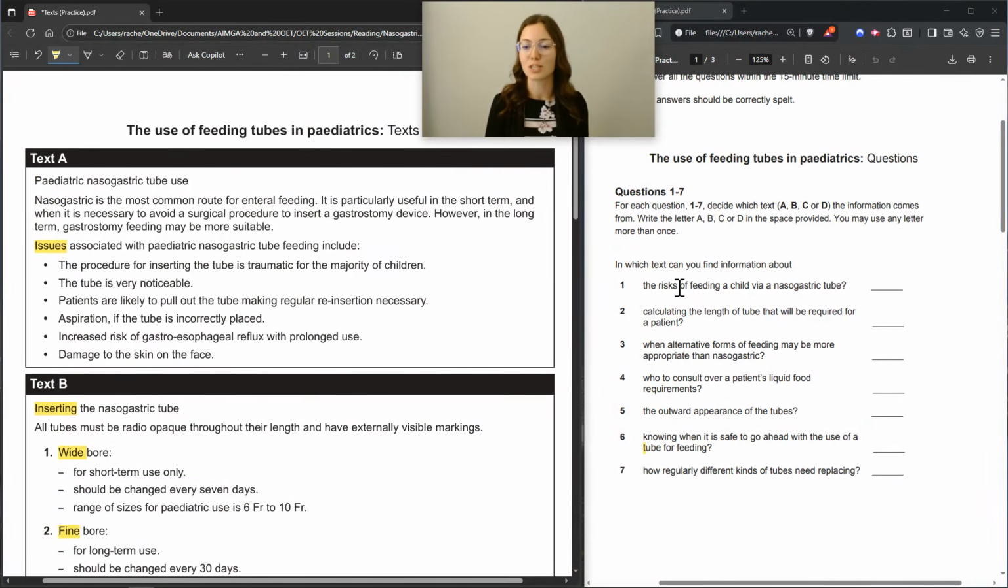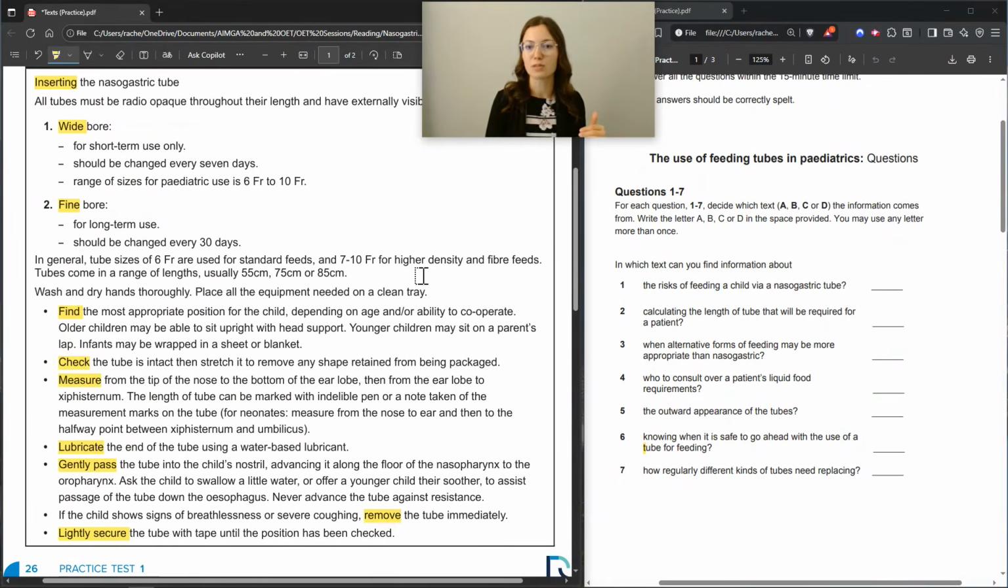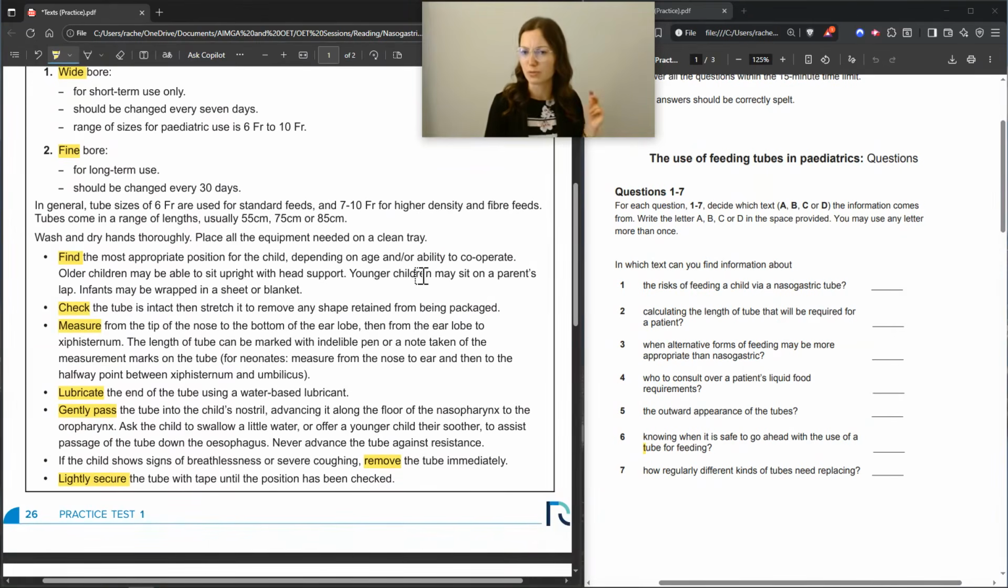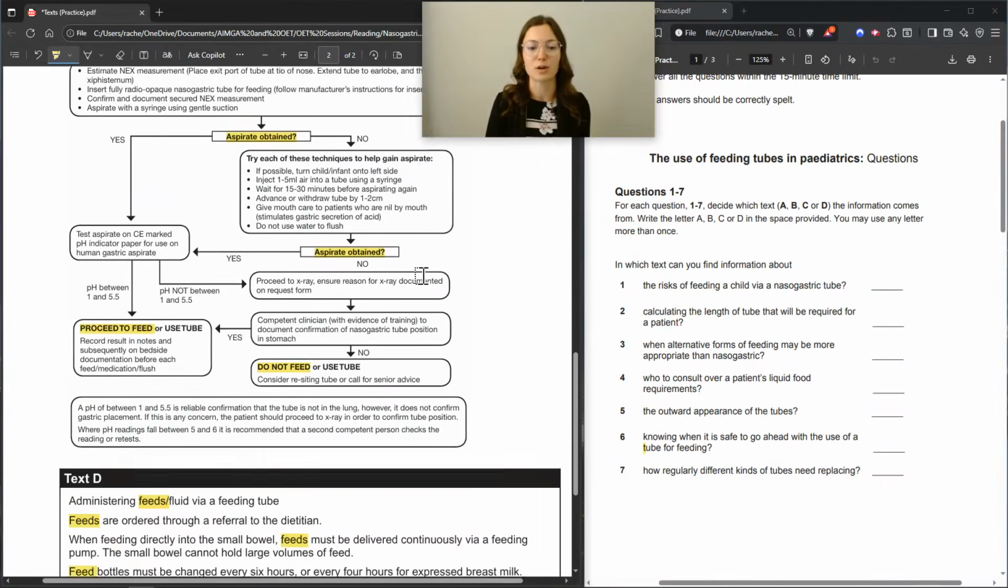Look for words such as risks or calculating the length, right? Alternative forms of feeding, who to consult, the outward appearance, knowing when a condition or a decision, right? How regularly, so timing. I want you to look at those 7 questions, and having seen that text and gone through that, go back through this video and see how quickly you can get questions 1 through 7. This should be very fast as you have already done the pre-reading part.